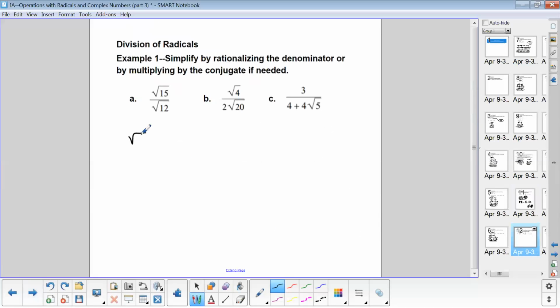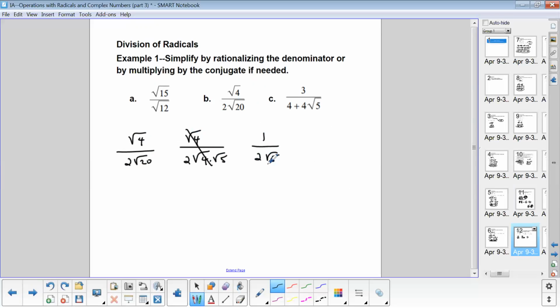Square root of 4 and 2 square roots of 20. Well, we could just say, let's leave square root of 4 and let's factor the square root of 20 to the square root of 4 times the square root of 5. And notice these will divide, so you're left with 1 divided by 2 square roots of 5.